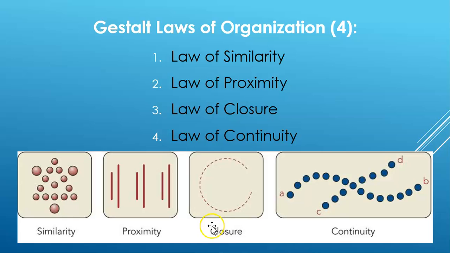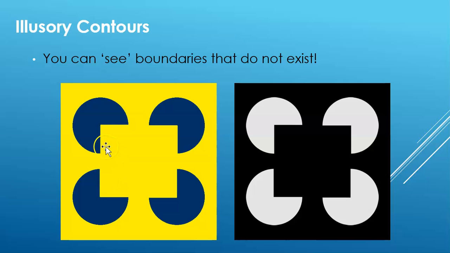Now the next one is the law of closure. The law of closure says that we are going to close the edges of an open figure. So here, it's a C shape made of dashes, but what our brain's going to do is close this and create a full circle. And if we look back at the last slide, that's pretty much what our brain was doing there, closing the edges to create that square.